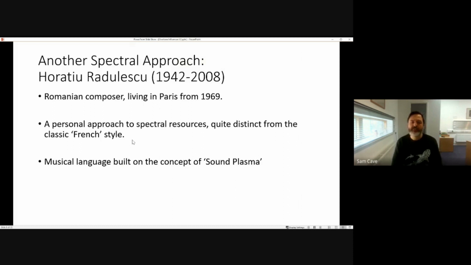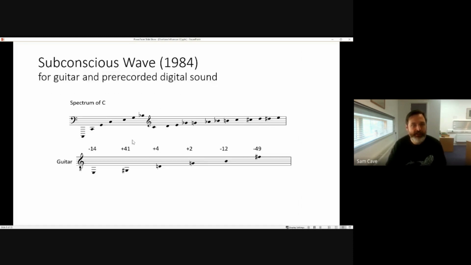I wanted to say something about Radulescu, because Radulescu is really related very directly to the composer that I'm going to talk about and show you this spectral development. Christian Mason has a soft spot for Radulescu, as do I. And I just wanted to explain one facet of the concept of sound plasma, which is a very important part of Radulescu's very personal musical style.